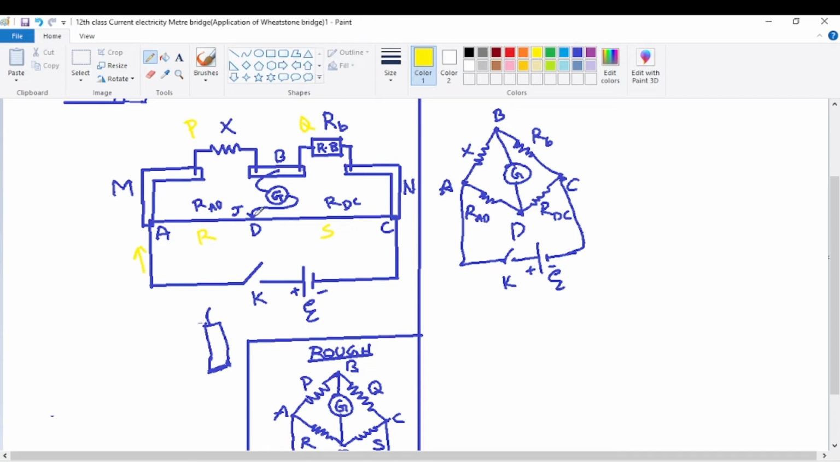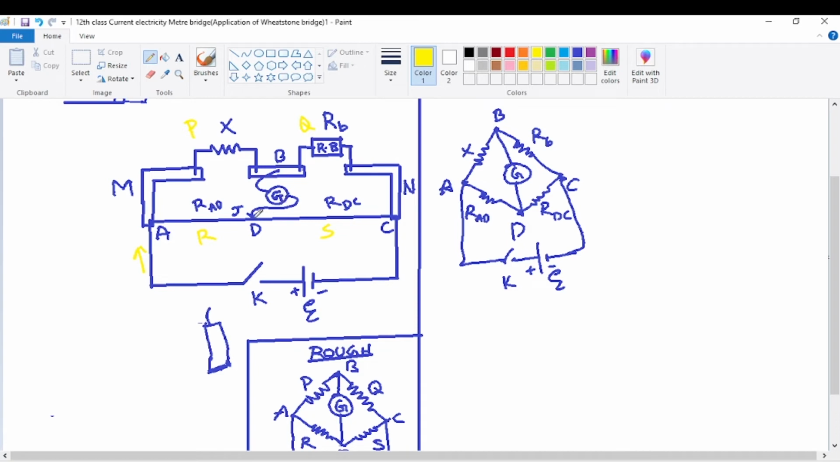But what is the potential of the jockey? That depends on the point D. So there is a point D between A and C having the same potential, 50 volts. If that is exactly the same as B, that is, B is at 50 volts potential and D is also 50 volts, then the galvanometer will show 0. No current will be there. That means the bridge is balanced.